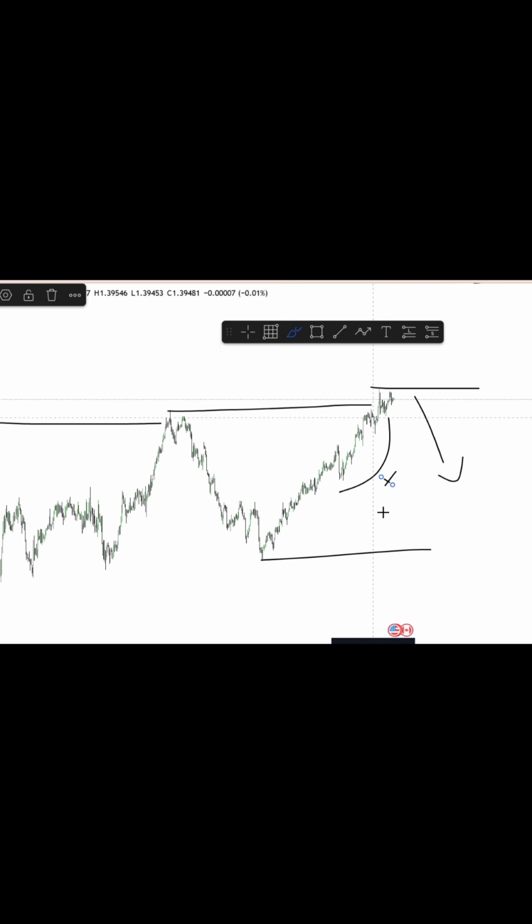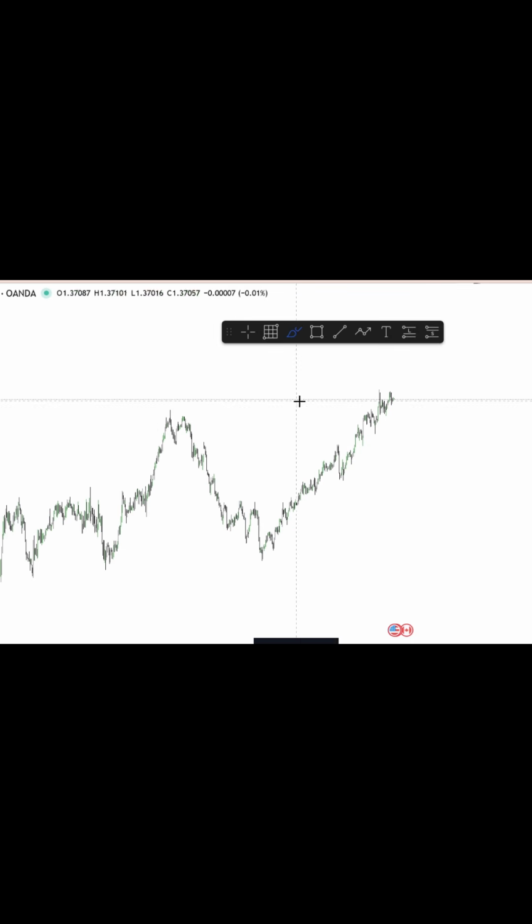However, I think CAD's fairly weak at the moment because of oil prices coming down, and the USD might also see some weakness because of the peace deal. So it's just not a pair that I feel like there's much better options.